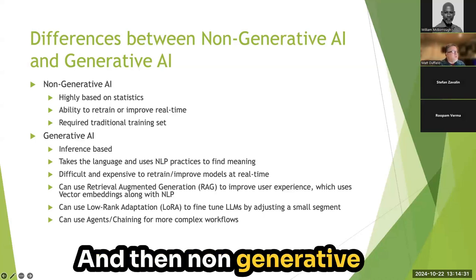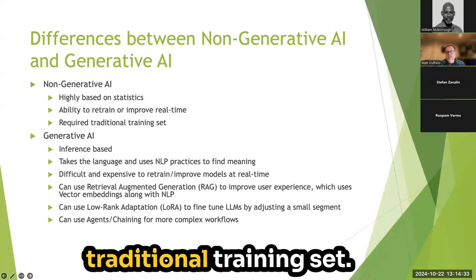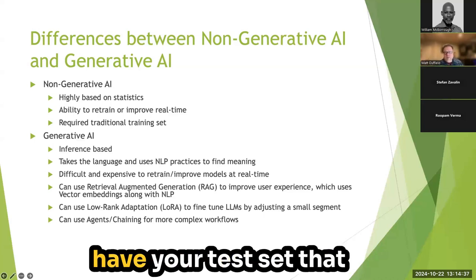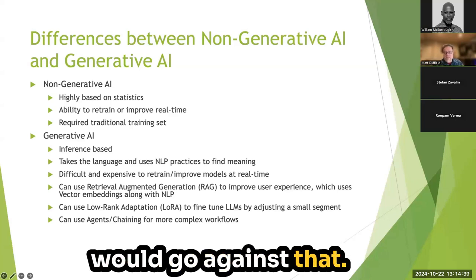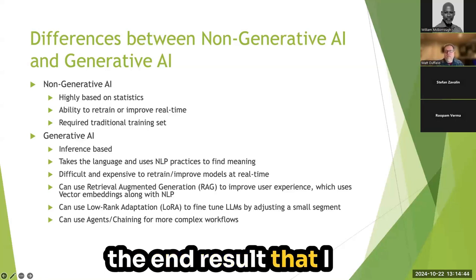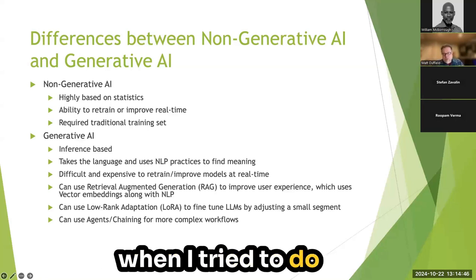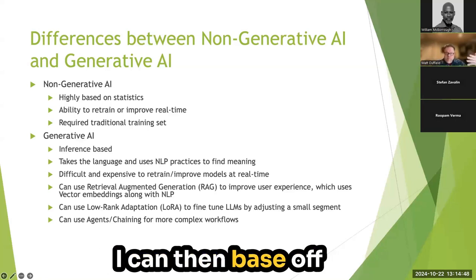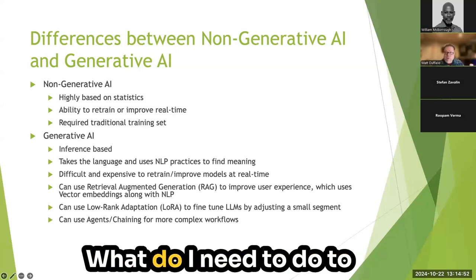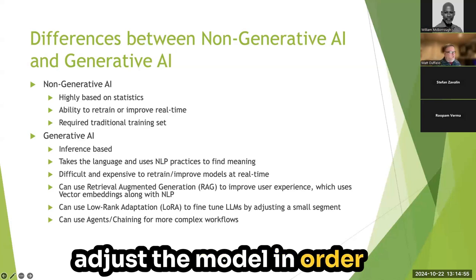And then non-generative always required a traditional training set. You actually had two: a training set, and a test set that would go against it. Your training set would typically be the end result that I want to have, so that when I try to do classifications and predictions, I can base them off the training set. Do my predictions work? Are they accurate? What do I need to do to adjust the model in order to make it more accurate?